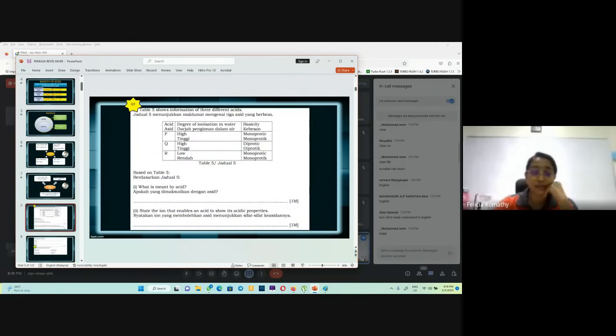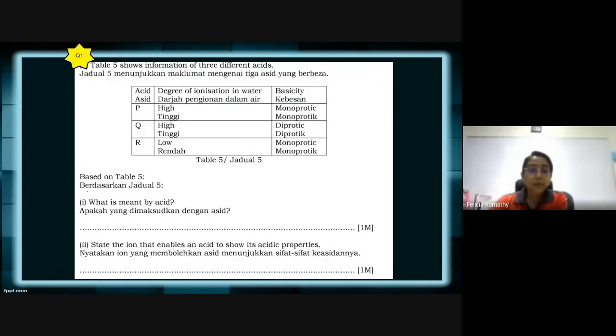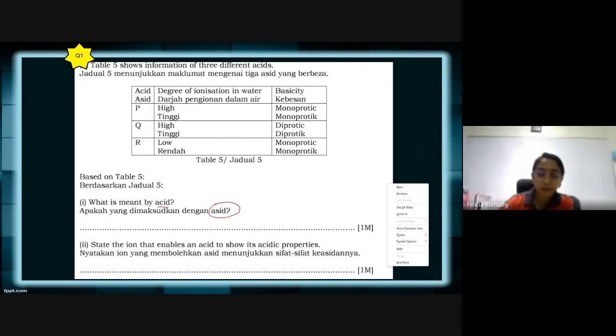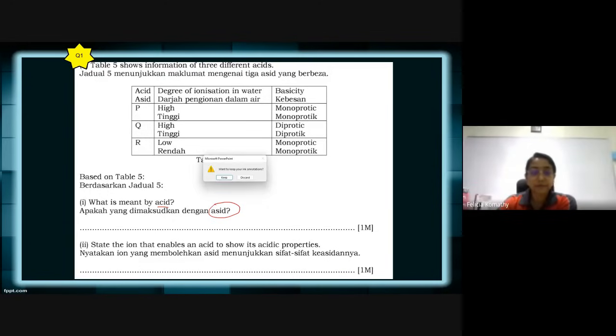Now let's look at this question now. So, what is meant by acid is a definition question. So, anyone, please answer it in the chat box now. What's the answer for this?